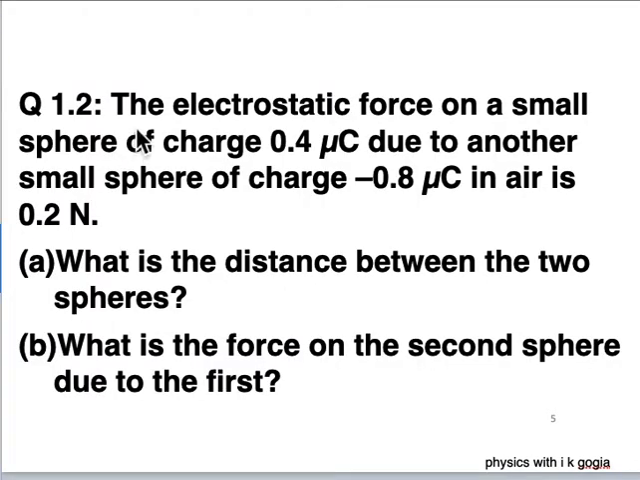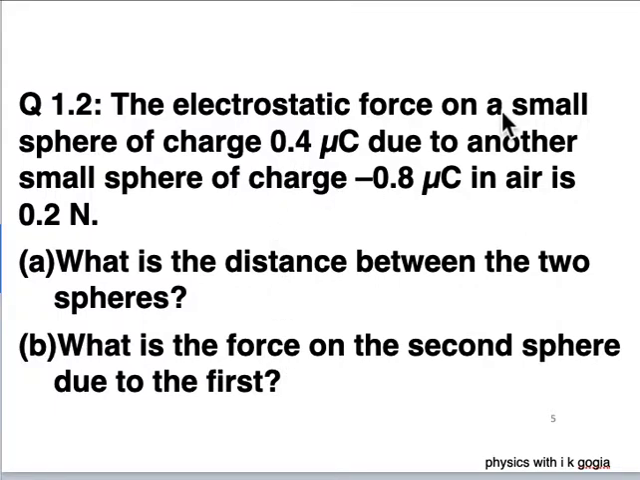Question number 2. The electrostatic force on a small sphere of charge 0.4 microcoulomb due to another small sphere of charge minus 0.8 microcoulomb in air is 0.2 Newton. What is the distance between the charges? So this tells us the unknown quantity. We have to find the separation. And what is the force on the second sphere due to the first? What is given is force on first sphere due to the second.